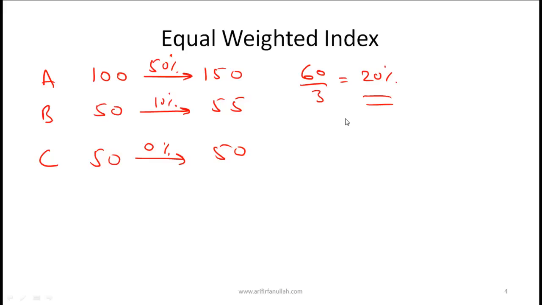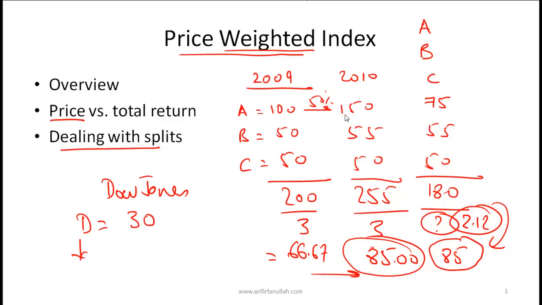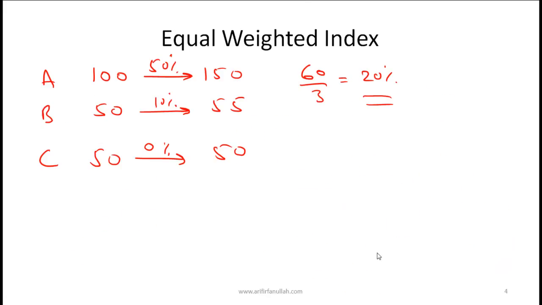Compare this with the return from our previous example, where we went from 66.67 to 85. So here the return is 27%. So with equal weighted we have 20%. In a price weighted index the return was 27%.